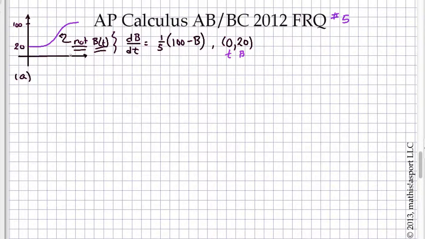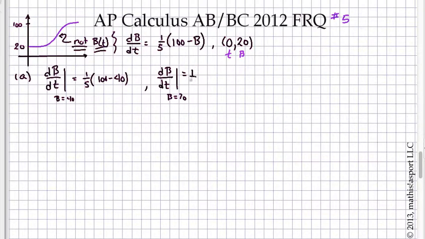Okay? So our first question is whether the weight gain, and W of t is the weight, whether the weight gain is faster when the bird weighs 40 grams or when it weighs 70 grams. Well, look, we can see that dB/dt when B equals 40 is equal to 1/5 of (100 minus 40), and dB/dt when B equals 70 equals 1/5 of (100 minus 70).